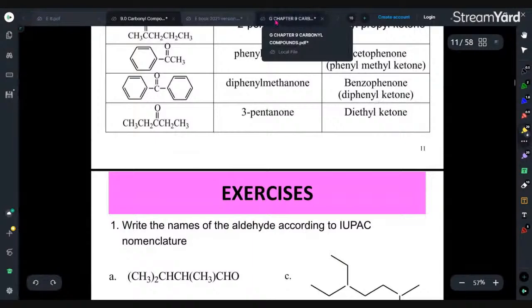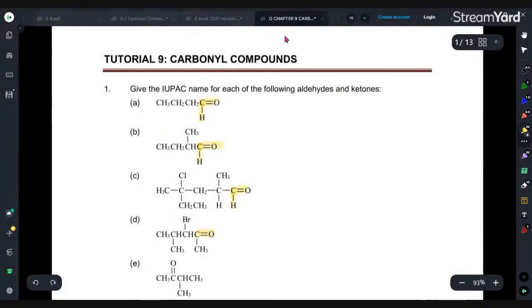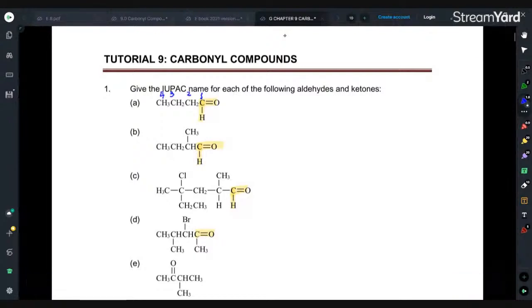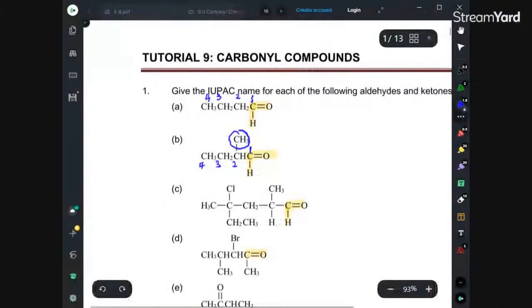So let's try here, the guided tutorial. I try questions A, B, C first. I will start from here. Aldehyde must be at the end of the chain. 1, 2, 3, 4, so this one is butanal. This one, 1, 2, 3, 4, is butanal as well, but there is a substituent, methyl: 2-methyl butanal.